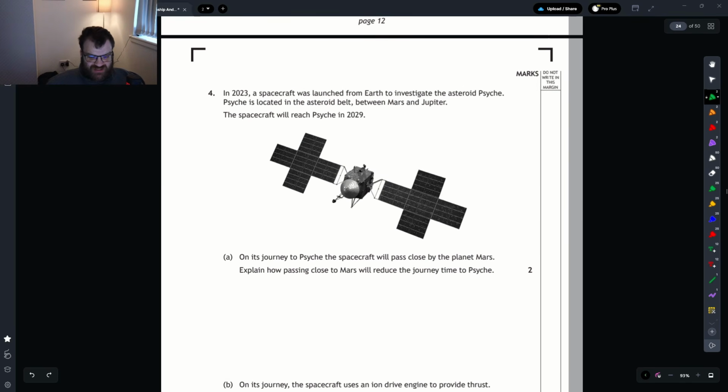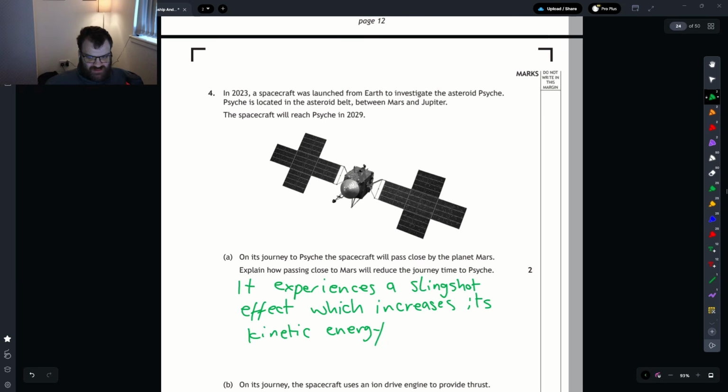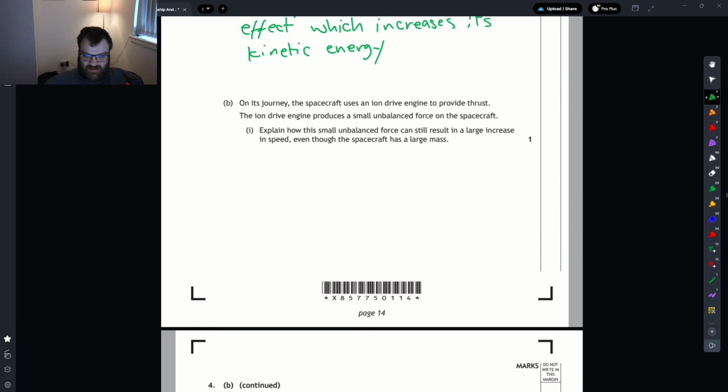And this one, they're asking, why would the spacecraft want to pass close to the planet Mars? Well, that's to do with the slingshot effect, and that's going to increase their kinetic energy. So they'll be traveling faster towards the, where's it going? To the asteroid. That's what we're going for. Journey, ion drive, engine thrust, small unbalanced force.